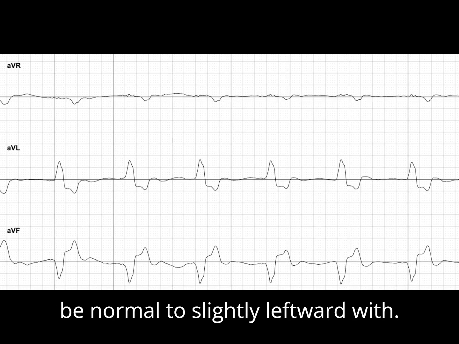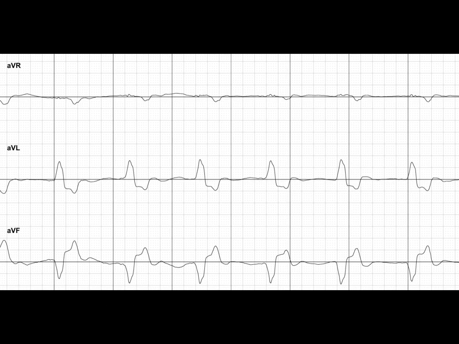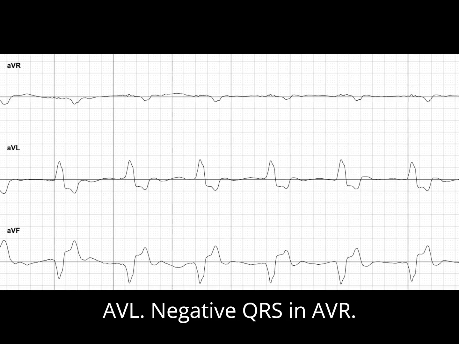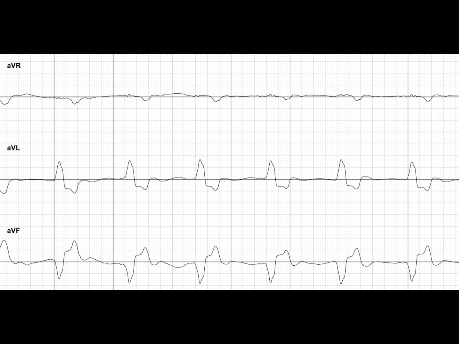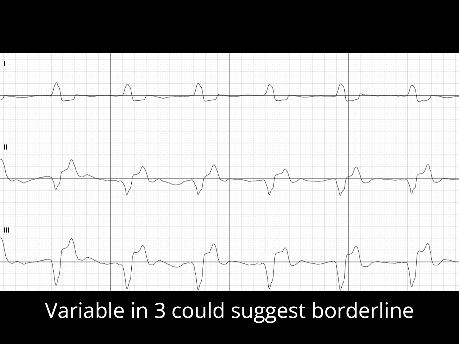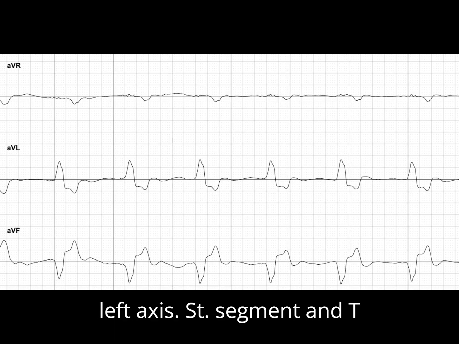Axis appears to be normal to slightly leftward, with positive QRS in leads I and aVL, negative QRS in aVR, isoelectric to slightly positive in II, variable in III, which could suggest borderline left axis.